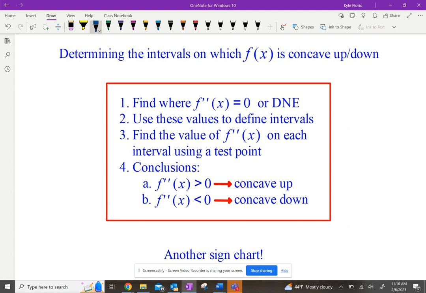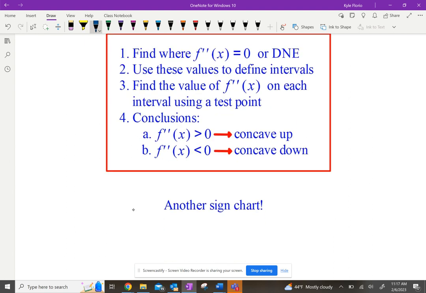So the skills are the same as last lesson. Once you find out where the second derivative is 0, you use these values to define the intervals. Where the second derivative is 0, we have a possible point of inflection. Everywhere else, the second derivative is going to be positive or negative, which tells us it's either concave up or concave down. Find the value of the second derivative on each interval using a test point. If we get a positive number, that means the first derivative is increasing, which means the slope is increasing, which means it's concave up. If the second derivative is negative, that means the first derivative is decreasing. If the slope is decreasing, we call that concave down.